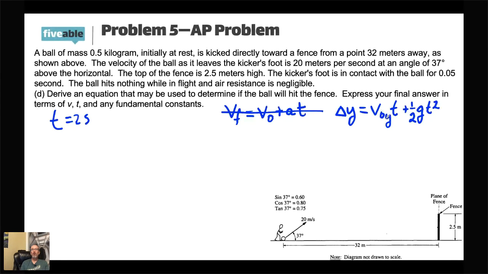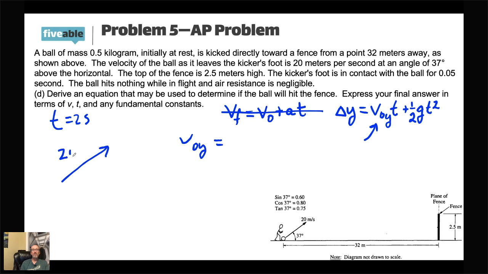Okay, so we want to know if the ball will hit the fence. So we want to know what is delta y. Well, guess what? We've really just solved that equation. So delta y is equal to V0y t plus 1/2 g t squared. The only thing that we need to do, though, is they wouldn't give you full credit because we have not used the actual angle here. So we need to tell what this is. So V0y should be equal to, so let's make our triangle again.